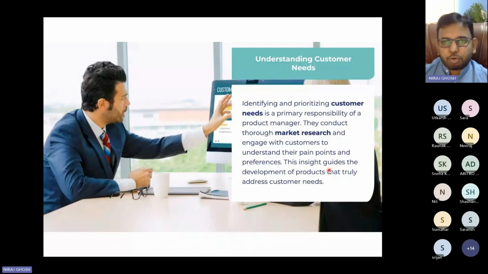Understanding the customer needs is one of the most important aspects of product management. So the product manager needs to identify and prioritize the customer needs. He also has to do market research in the process to understand what the pain points of the customer are, what insights the customer is looking for, and whether he is interested in this product or not. Why am I bringing this product into market? Will the product be useful for the customer? Will it help solve the problems of the customer? All these points are important before we start developing any product or even plan for the launch of the product.